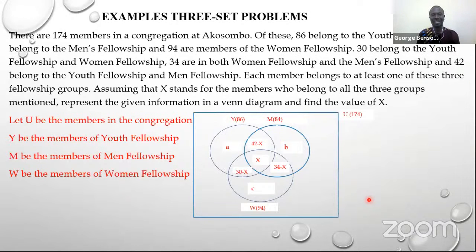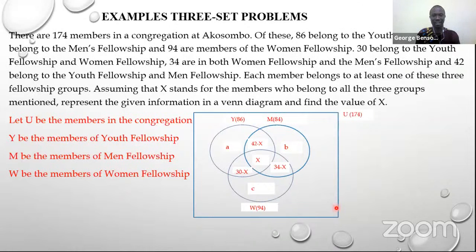So you can see that in this question, they have defined the X for us. So it means in this question, you cannot choose your own variable. You can see that when I was doing the definition, I said let U be members in the congregation. Then we chose Y for the youth. So Y be members of the youth fellowship. Then M for the men. So M be the members of the men fellowship. Then W be the members of the women fellowship. You see that I didn't mention those who belong to all the three because it has already been defined in the question. Is that okay? Now, let me take my time to explain to you.